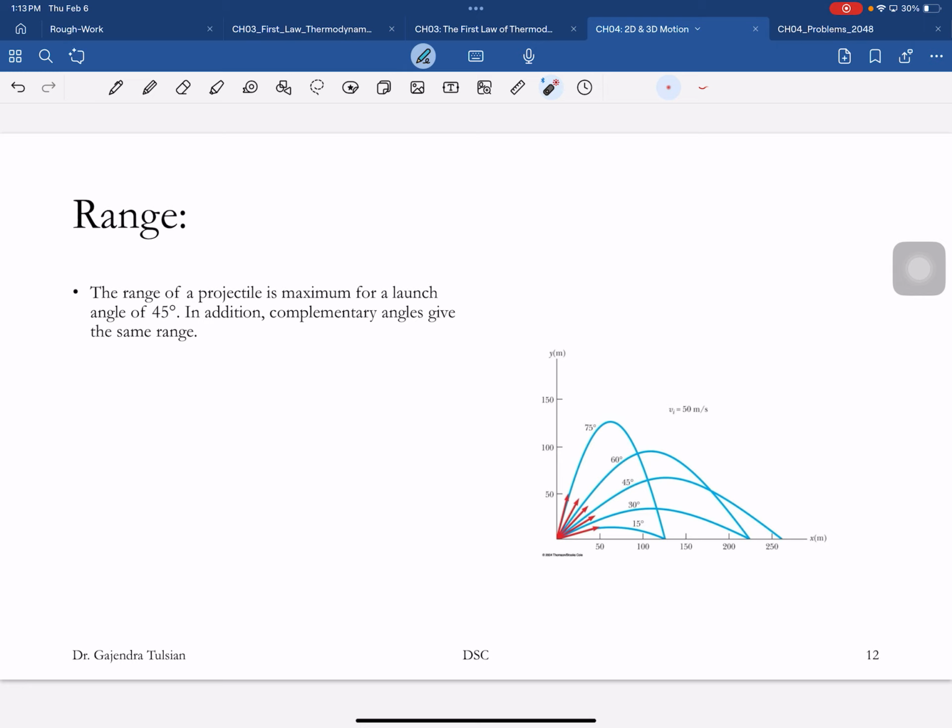Now here's something most people don't know: complementary angles give you the same range. 15 degrees and 75 degrees will give you the same range. 30 and 60 degrees give you the same range. What is the complement of 45? 45. So 45 and 45 give the same range.